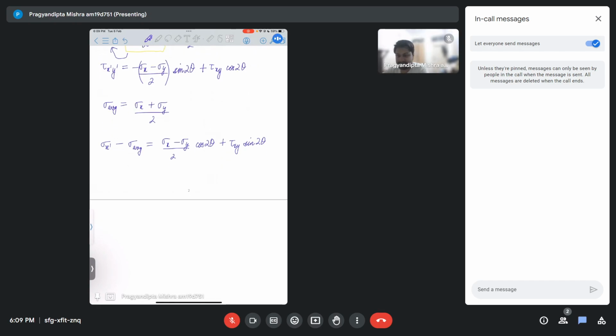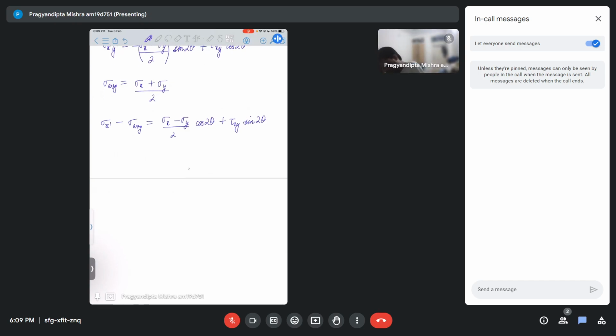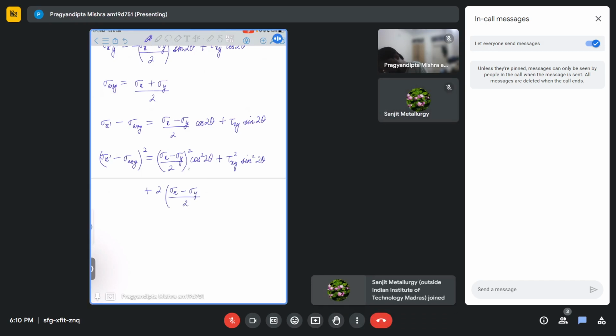Now, if I take the square of this, sigma x dash minus sigma average, the whole square, is equal to a plus b the whole square. So I can write a square cos square 2 theta, plus b square sin square 2 theta, plus 2ab. That is, 2 into sigma x minus sigma y by 2 cos 2 theta, times tau xy sin 2 theta.